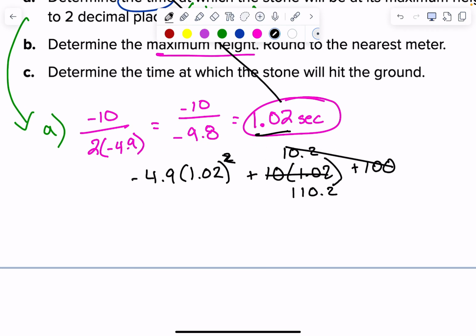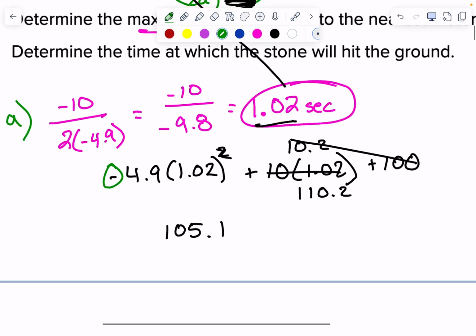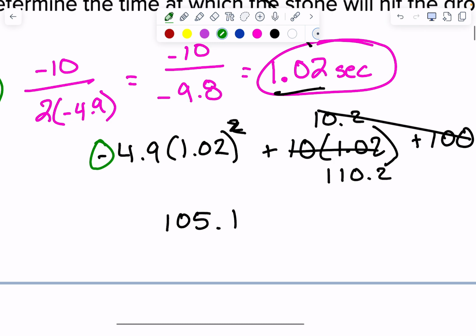What do you got? I got 105.1. Did you add the 100? Yes, I got 115. It shouldn't be 115, because this is a negative 4.9. Did you put a negative on the front of it? I did not. 110.2 should be the highest; you're subtracting this from it. I got 105.1. 105.1 is the height.